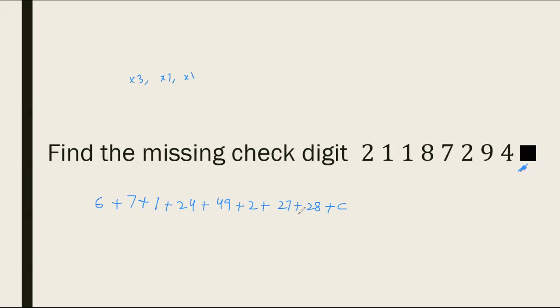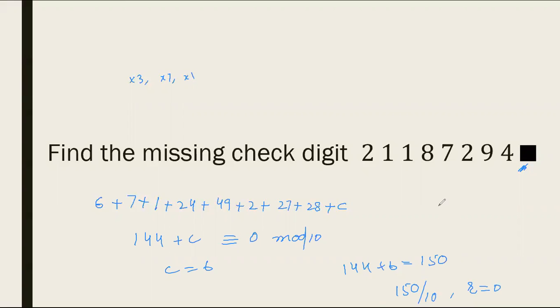Now I would need this whole sum to be equivalent to 0 under mod 10. If I add up all these numbers, the sum happens to be 144. So I have 144 plus some check digit, and I expect this to be equivalent to 0 under mod 10. Now what number makes 144 divisible by 10 exactly? It should be 6, because 144 plus 6 would make it 150, and when I divide 150 by 10, the remainder is 0. So I can say that 150 is equivalent to 0 under mod 10.